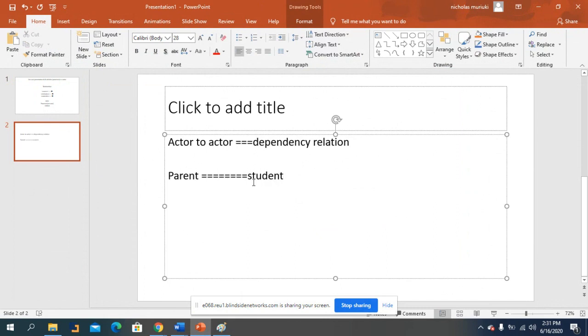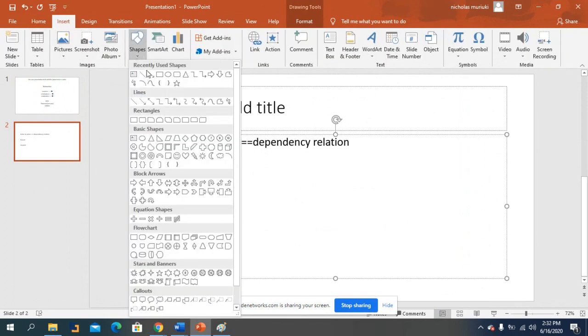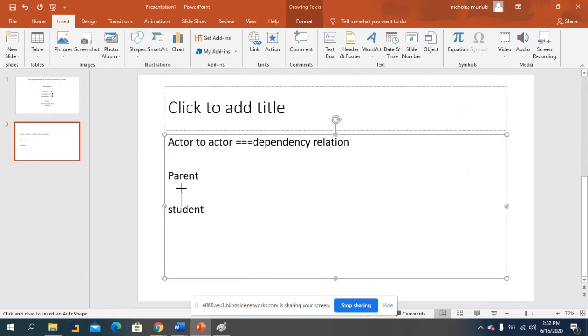Remember, a student can also be a parent, and a parent can also be a student. So it doesn't matter whether you are a parent being a student. You can be a parent as long as you are still a student. So it doesn't depend on that. So the moment we look at this, maybe we can say we are having a parent, and at the bottom we are having a student. So this class that we are having here is trying to depend on another class. So we present this with a straight line, but this straight line should have an arrow.